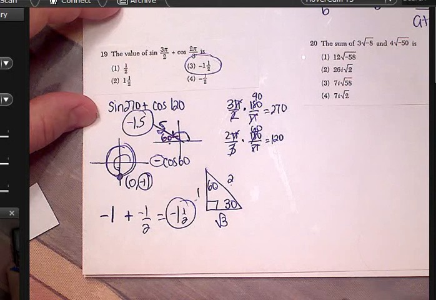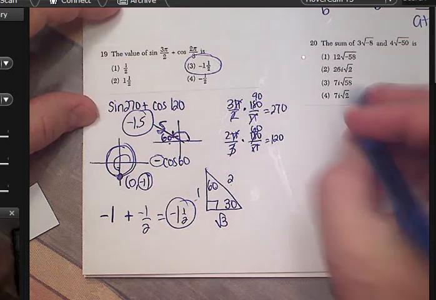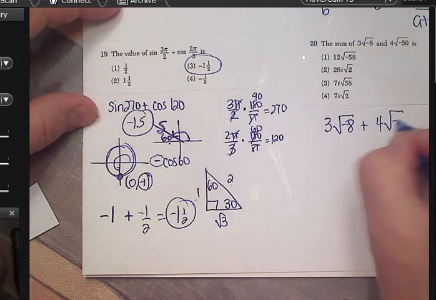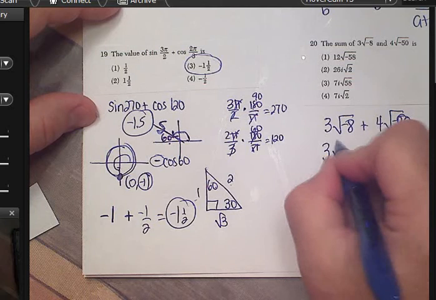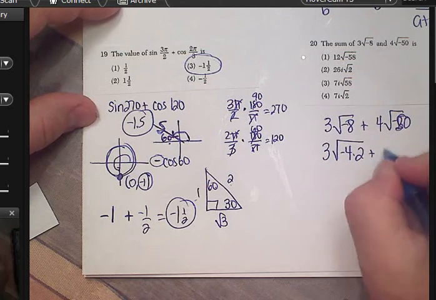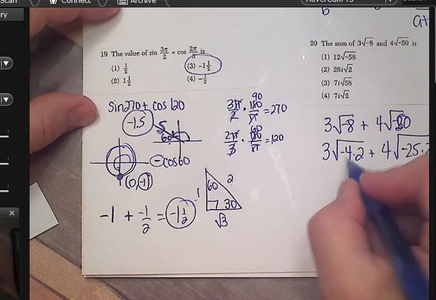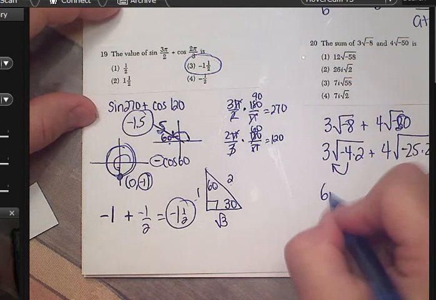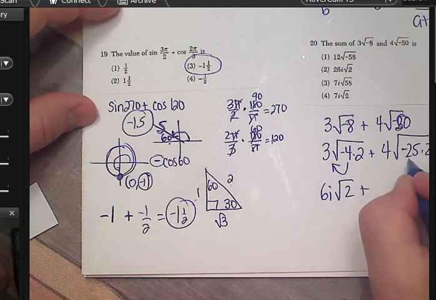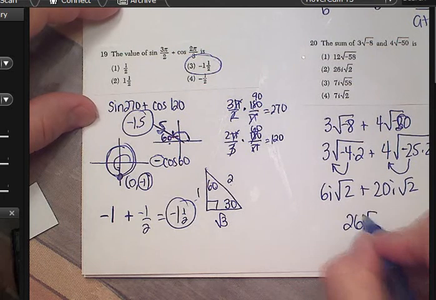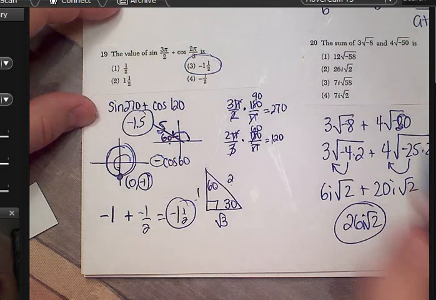We're looking for number 20. We're looking for the sum of these two things. So we get 3 square roots of negative 8 plus 4 square roots of negative 50. So this is 3 square roots. Negative 8 can be broken up into negative 4 times 2. Negative 50 can be broken into negative 25 times 2. Square root of negative 4 is 2i, times 3 is 6i. Square root of negative 25 is 5i, times 4 is 20i. Square roots of 2, we add those two together, we get 26i square root of 2. 26i square root of 2 is choice 2.